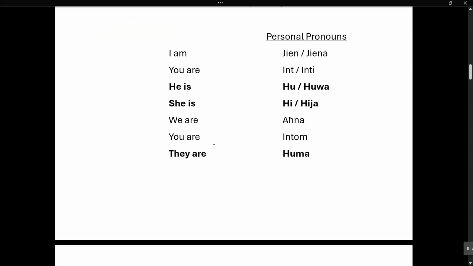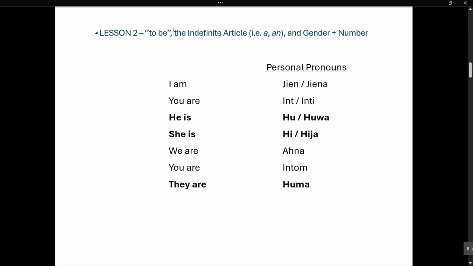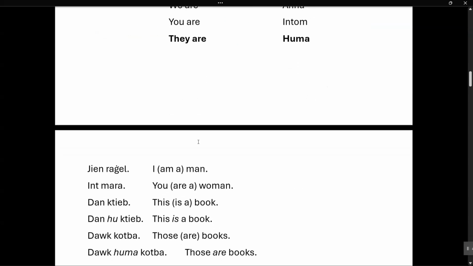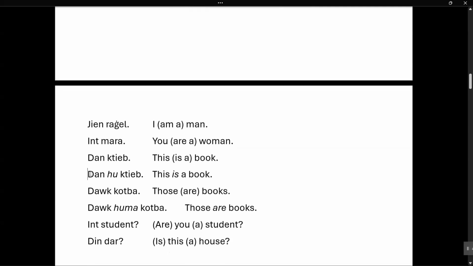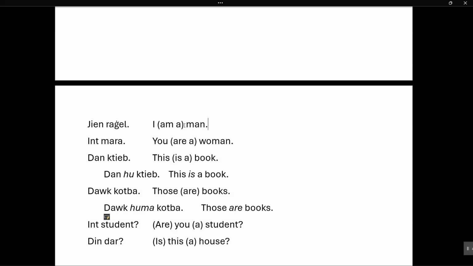But in the meantime, let me prove to you that the verb to be and the indefinite article do not exist in Maltese. And we have some sentences over here. So, let me just put these to the side for the moment. Let's look at the first one. Jien raġel, I am a man. In Maltese, literally, we say I man. But if you're an English speaker, you know that I man is not good English. We say I am a man.